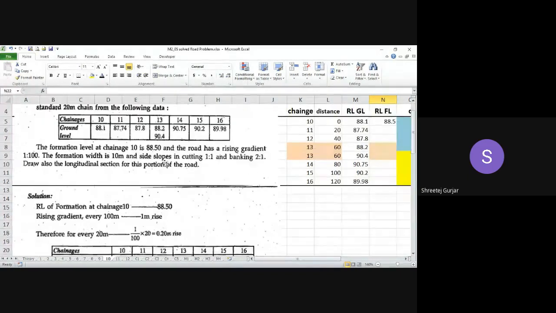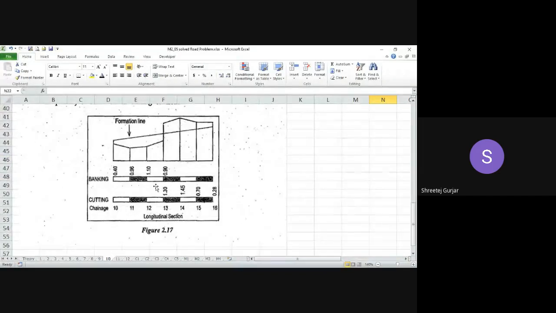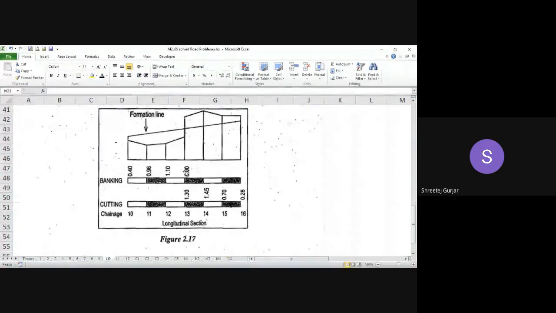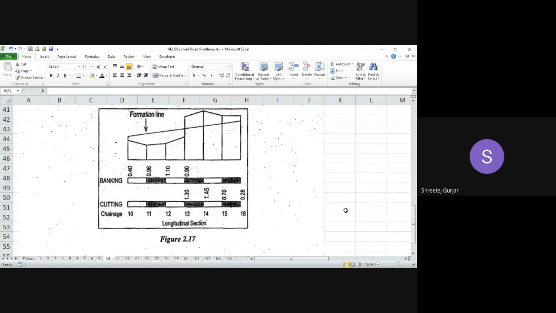Let me just show you a figure so that you will understand it properly. So this is a figure you can observe, wherein we have a vertical drop in ground. So where is the vertical drop? Can you observe and tell me at which chainage exactly we are having a vertical drop in ground?